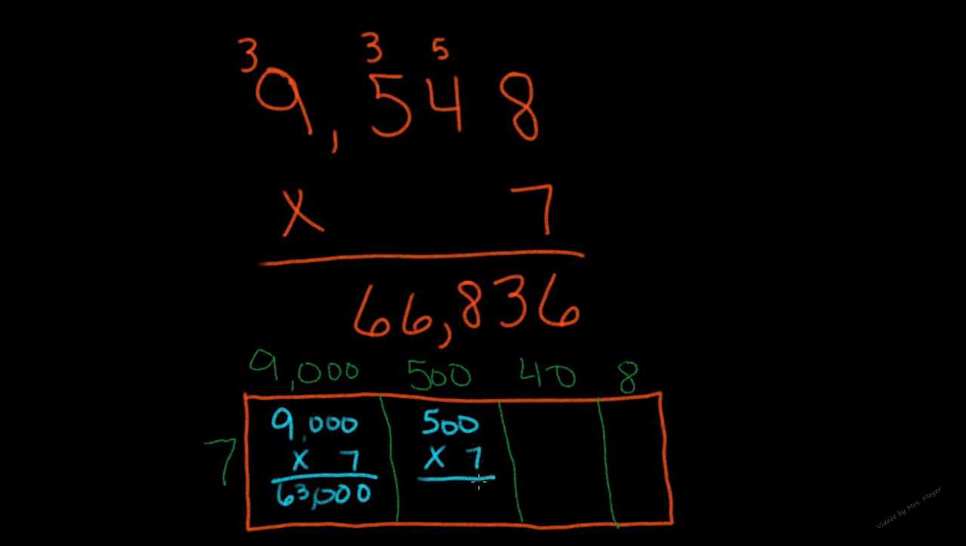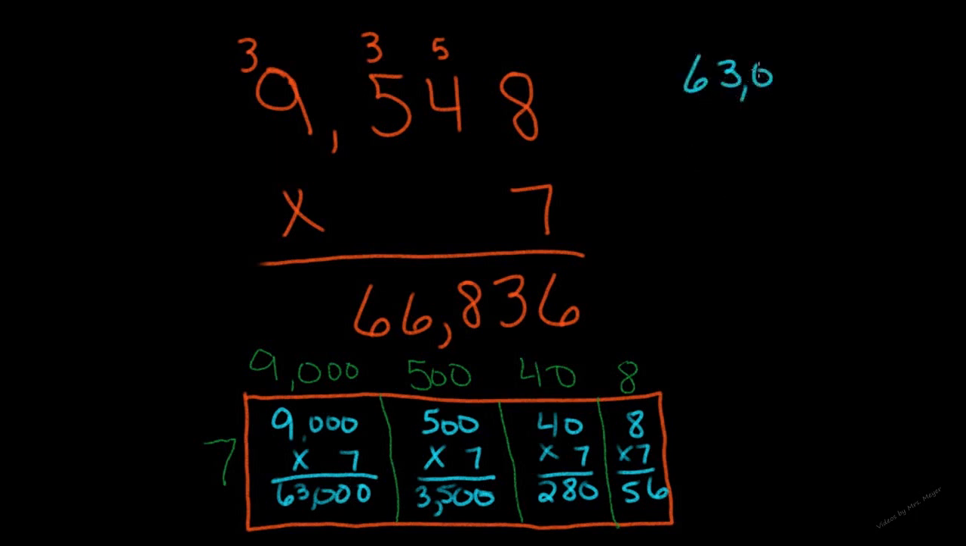This one will be 500 times our multiplier 7. And our 2 zeros, and 7 times 5 is 35, for 3,500. This section is 40 times 7, so for a total of 280. In this little section, our ones and our ones, 8 times 7 is 56.